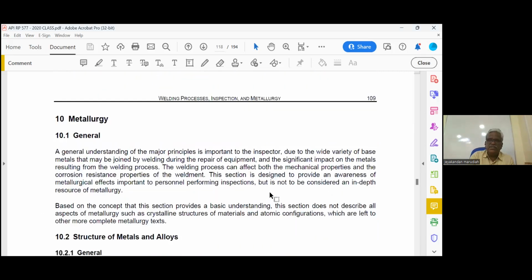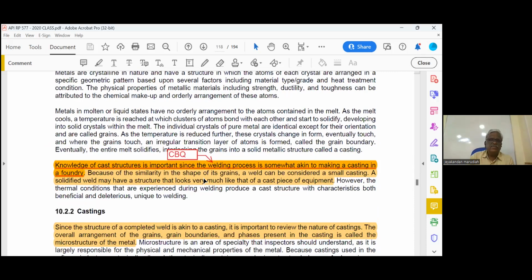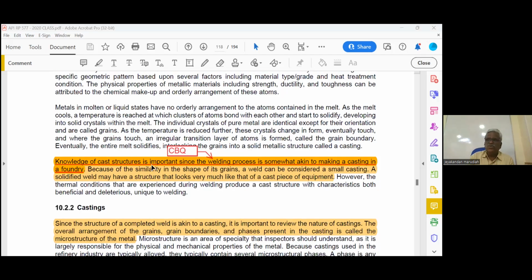Right, metallurgy, please go to page number 109. This is a closed book question. Knowledge of cast structure is important since the welding process is somewhat akin to making a casting at the foundry. The welding process is akin to making a casting at the foundry. That is closed book.